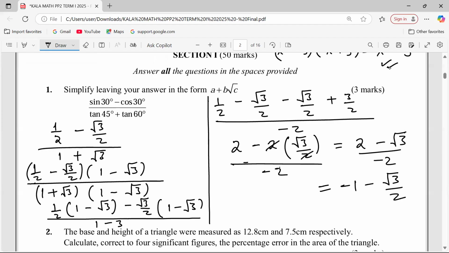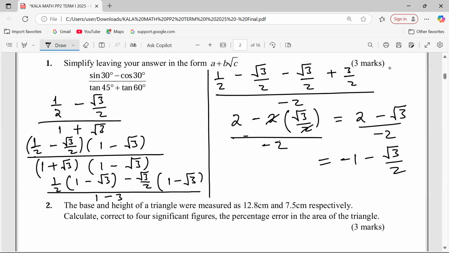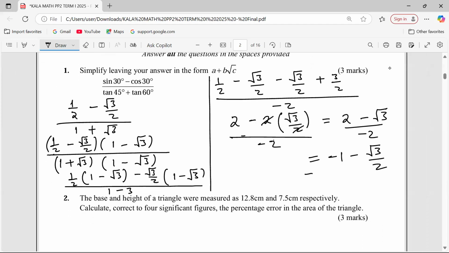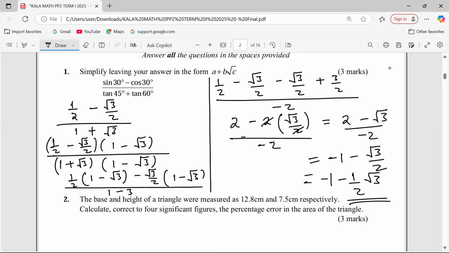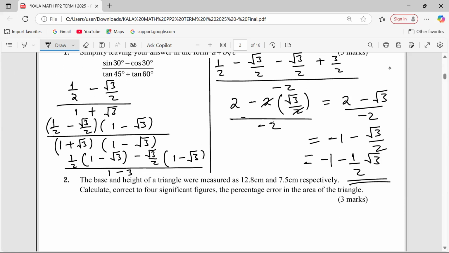over 2. So with this, we have the expression in the right format, that is negative 1 minus half the root of 3. Yes, minus half the root of 3. So that's how number 1 should be simplified completely.